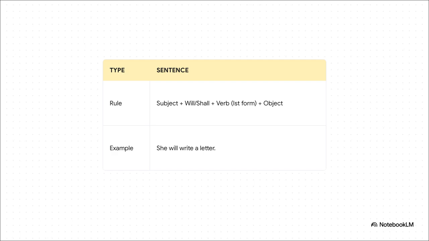That's the simple future. It's a direct statement about what's going to happen. She will write a letter. Now, you might see shall sometimes, but honestly, in day-to-day English, will is what you'll hear and use pretty much all the time.